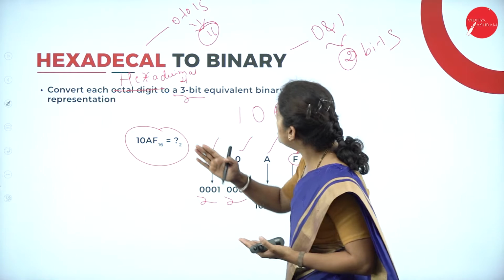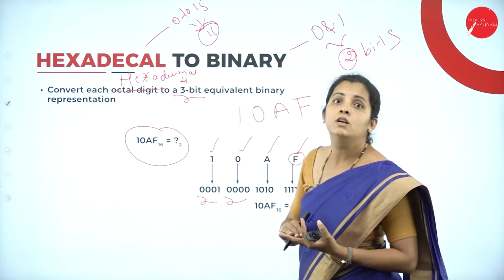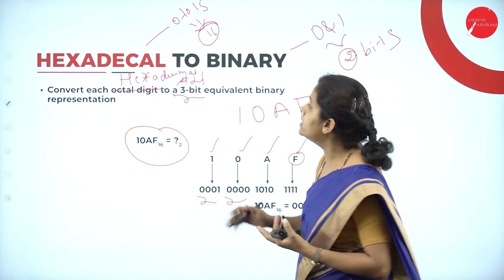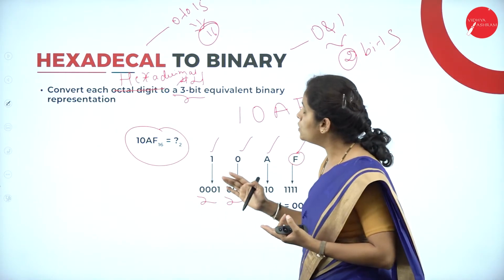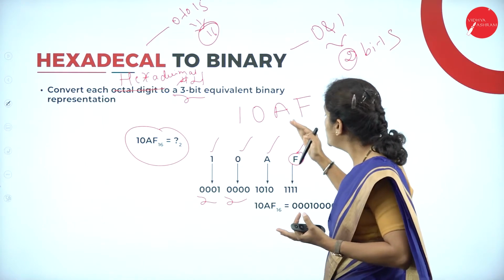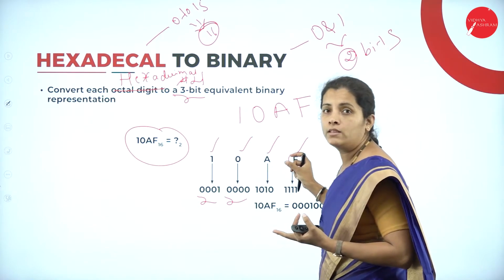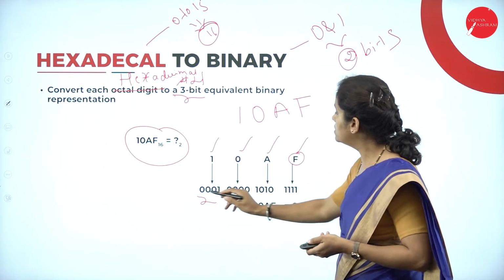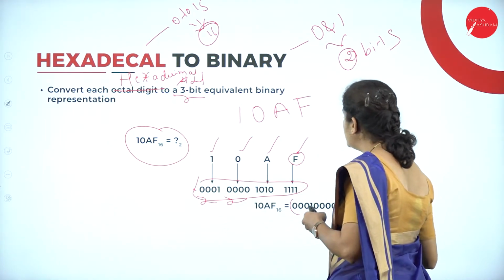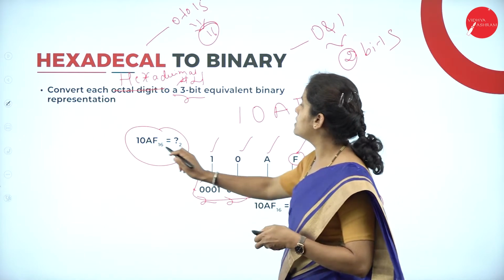So in hexadecimal to binary, we convert each hexadecimal digit to a 4-bit equivalent binary representation. I'm going to consider individual digits separately and write the binary equivalent for each with a 4-bit representation. So this is the actual representation. Now I'm going to club all these bits together. That is the binary representation of the hexadecimal value 10AF.